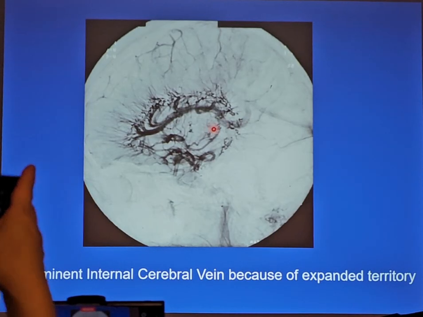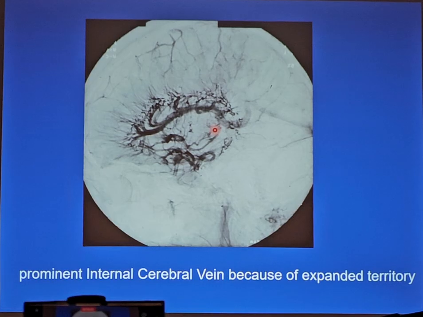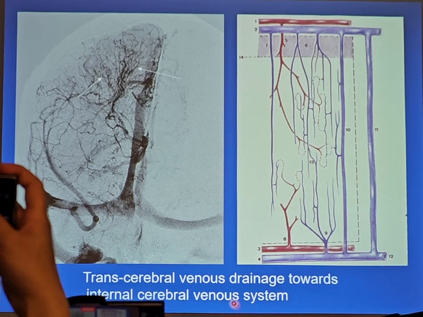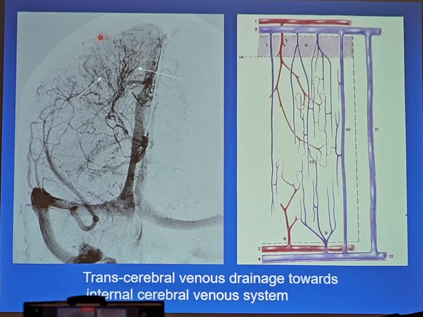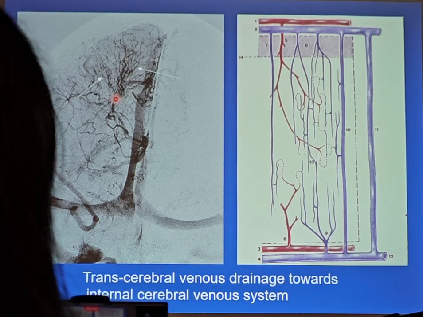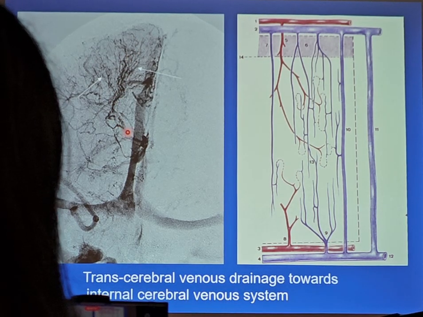Which also means that the internal cerebral vein becomes very much prominent in appearance and enlarges in size. You see the relative absence of visualization of the cortical venous system, which is poorly developed. So this transcerebral venous drainage towards the internal cerebral venous system is nicely shown in cases where there is a problem on the cortex, the surface of the brain, where there is venous thrombosis, and the blood has to come out and goes right through the brain itself and goes towards the deep venous system.